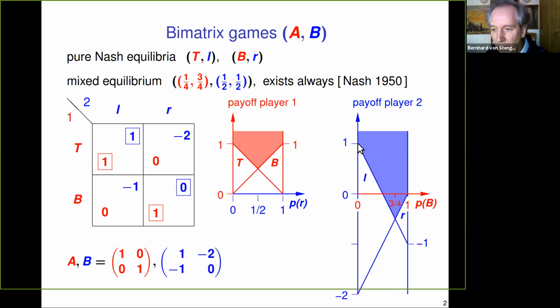And when you do the same thing for the payoffs for player 2, you get an expected payoff that goes from 1 to -1 for the left column, which is this line here, or for -2 to 0, which is this line up here.